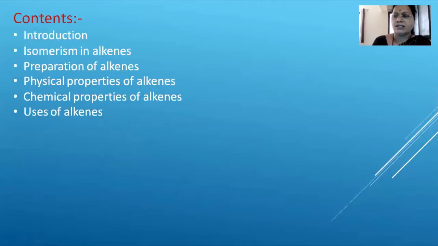So alkenes are unsaturated hydrocarbons. Okay, so in this content we have introduction, then isomerism in alkenes, preparation of alkenes, physical properties, chemical properties, and uses of alkenes.